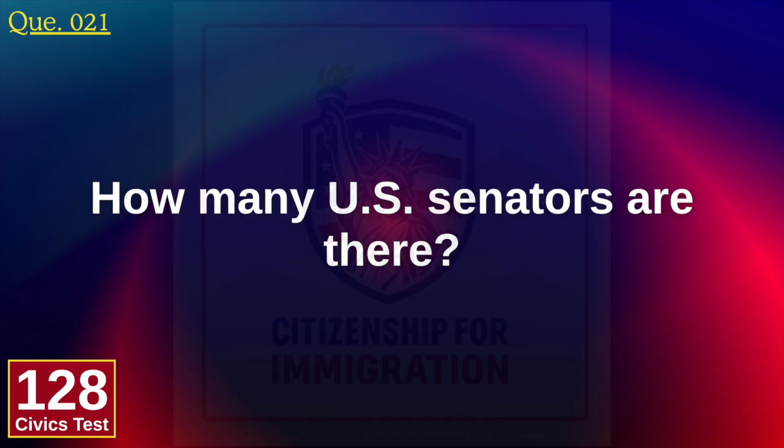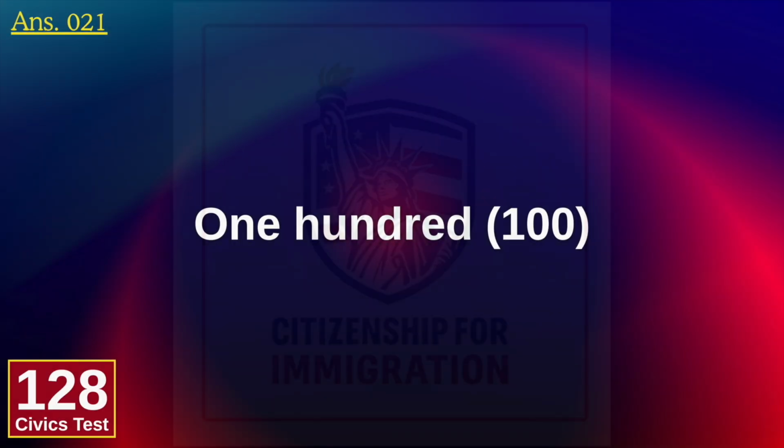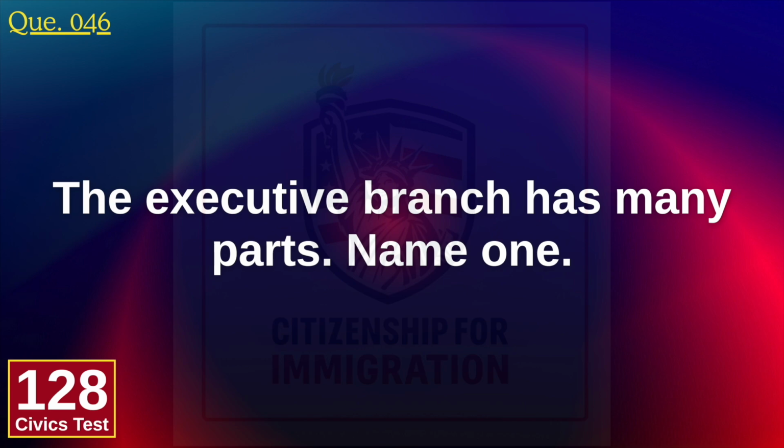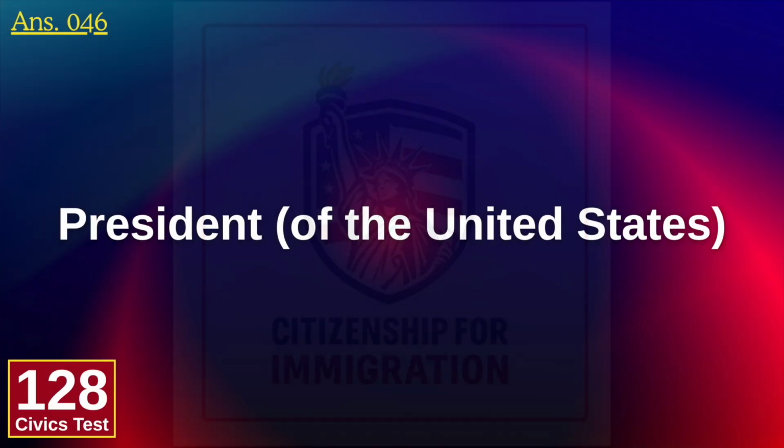How many U.S. senators are there? One hundred. The executive branch has many parts. Name one. President of the United States.